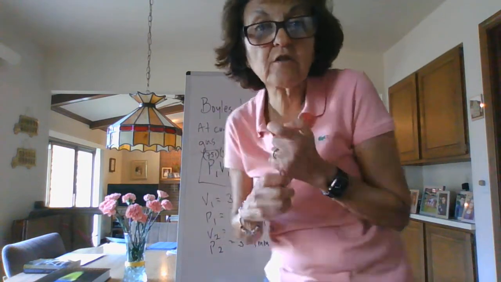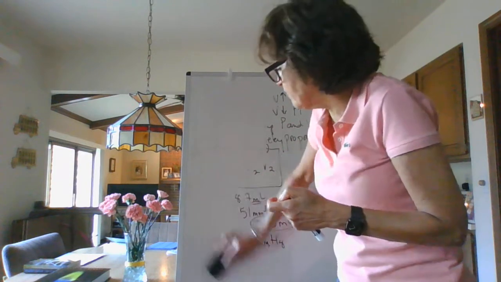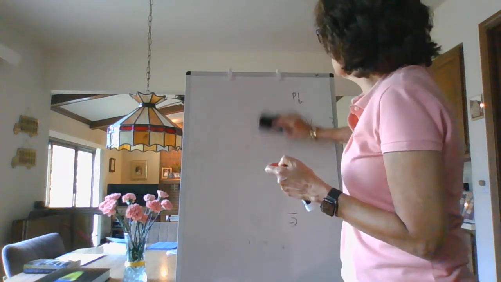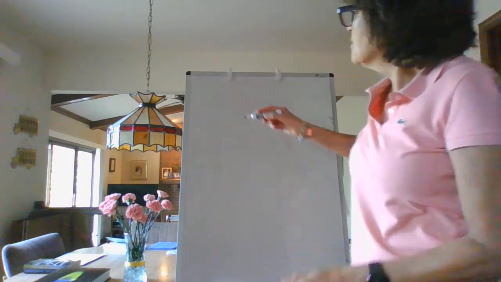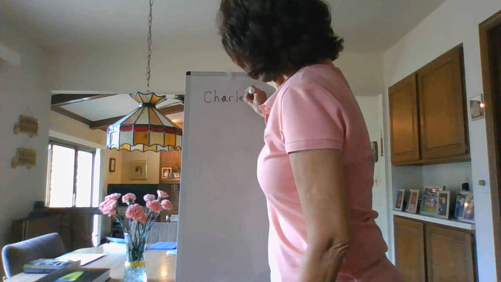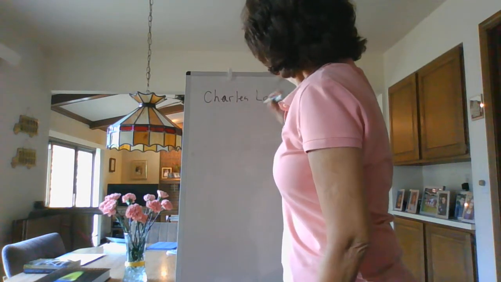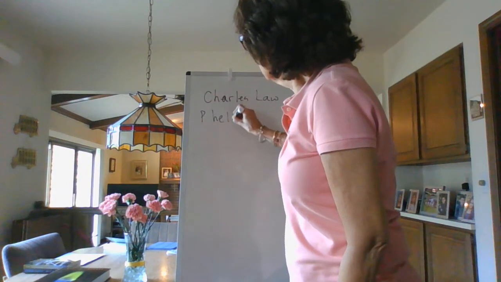What about Charles' law? What is that? Well, Charles' law is the relationship between volume and temperature, with pressure held constant. Okay? So Charles, this is the pressure is held constant.